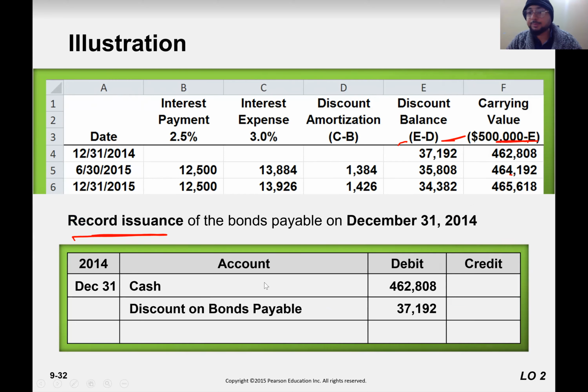Cash received, and how much you have to pay after the maturity date? 500,000. So bonds payable is 500,000 and the difference is called discount. Discount is our expense. Expense increase, debit. So here, debit side. So this is the entry of bond issued at discount, right?